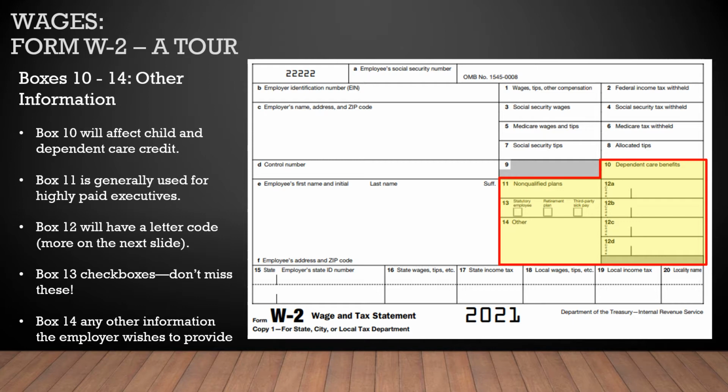Box 13 is some check boxes. You don't want to miss these. They help with understanding what is reported in box 1, as well as whether our client can claim certain things like IRA deductions. So you want to make sure to catch those check boxes. They can sometimes be easy to miss.